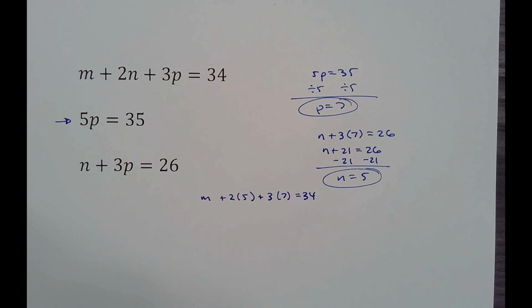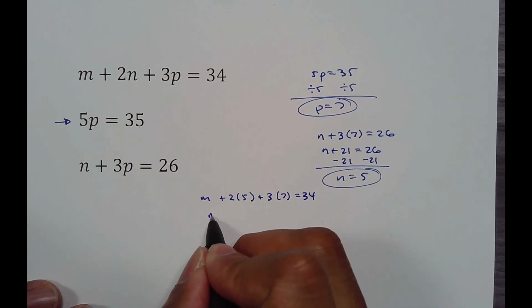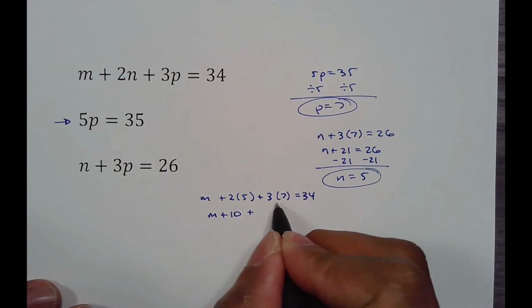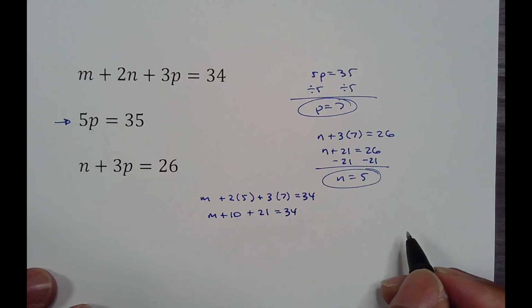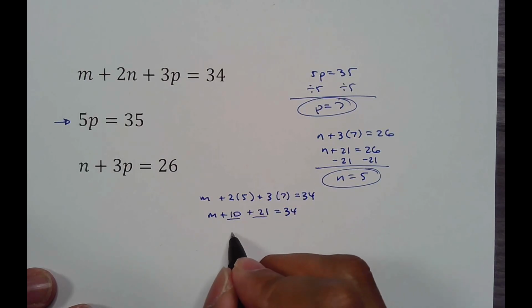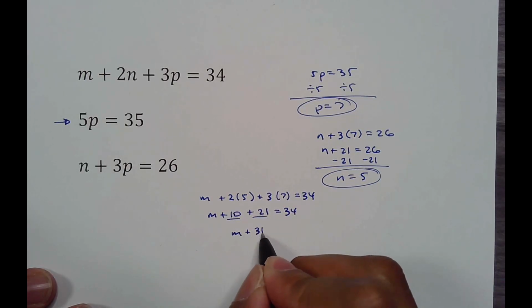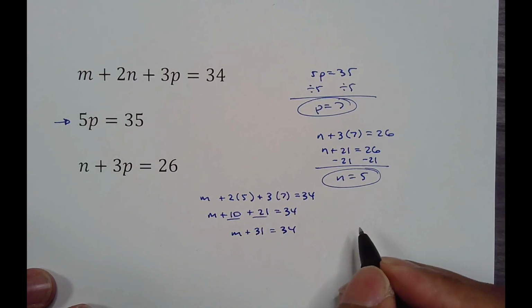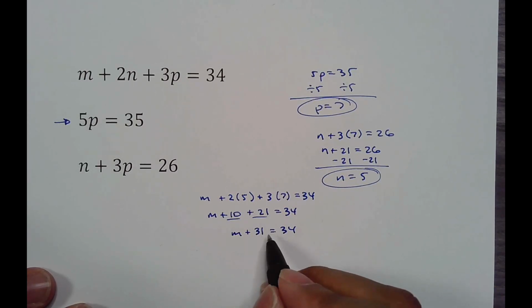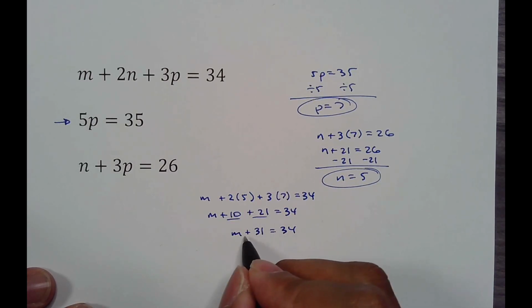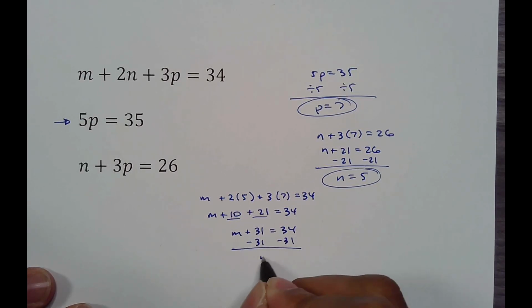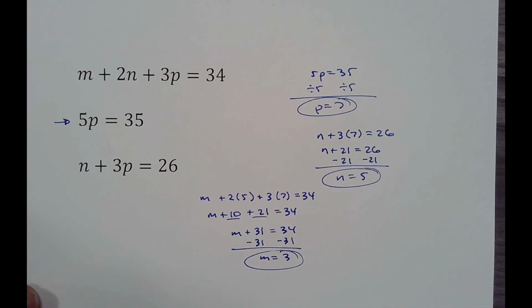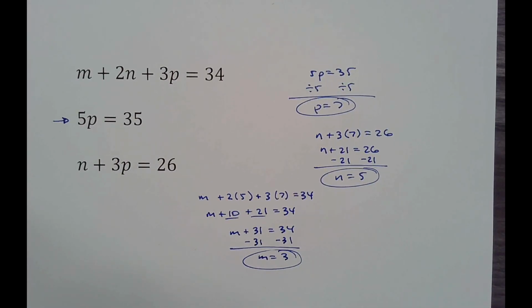And once again, it's just patience. This can be turned into a 10. This can be turned into 21. These two numbers can be turned into 31. And now we have something plus 31 is 34. So again, how do we figure out what that is? Well, we do the opposite of adding 31, which is subtracting 31 to get m is 3. And that is our stopping point.